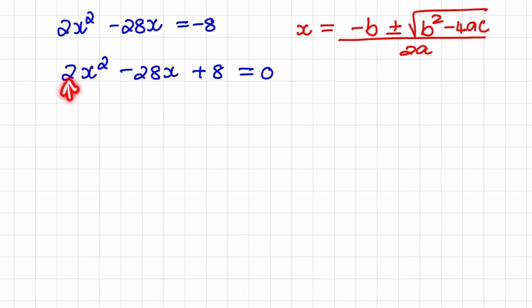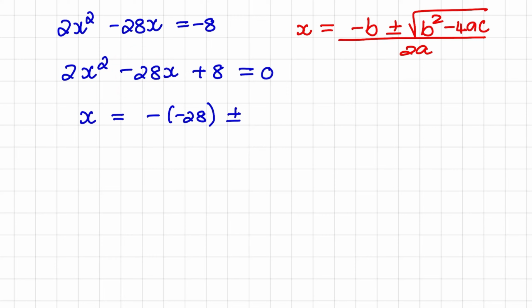Our a value is the coefficient in front of x squared. Our b value is the coefficient in front of x. And our c value is the value standing alone, or the constant. So when I substitute, I have minus b, which is negative 28. Notice that I substitute the 28 with the sign in front of it.